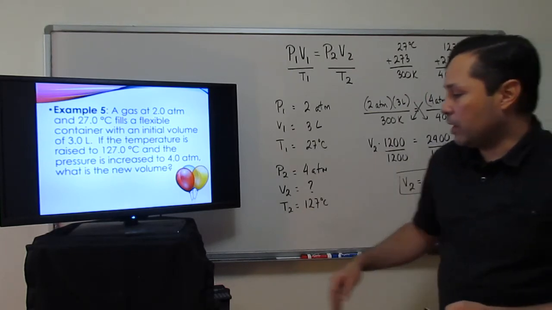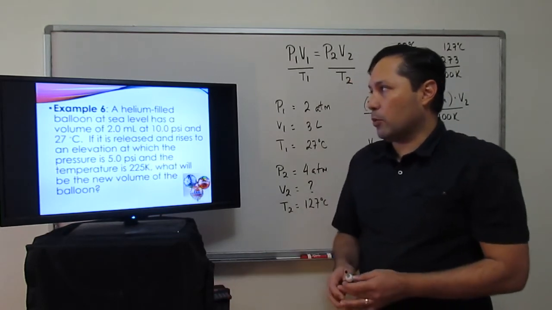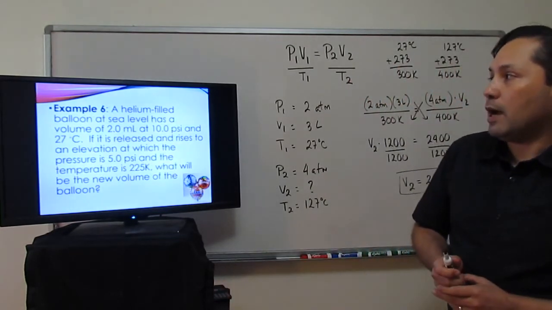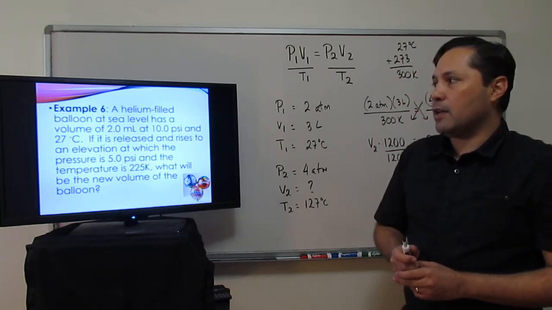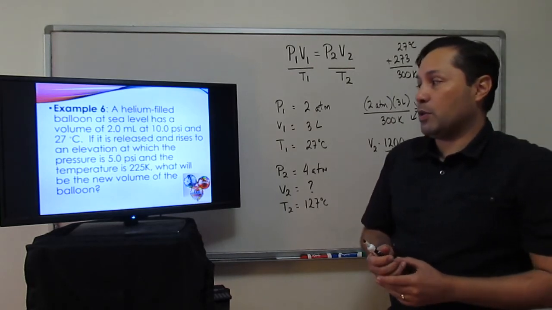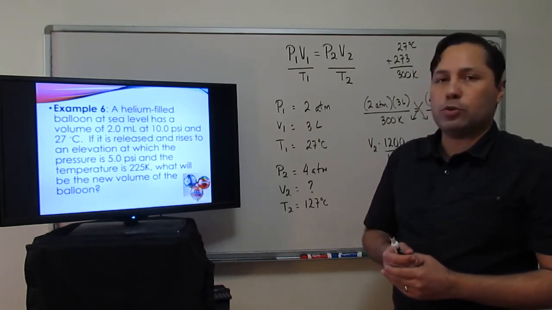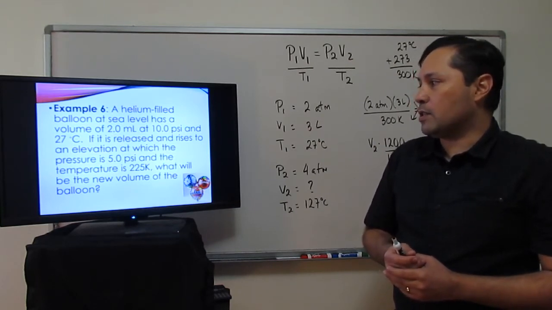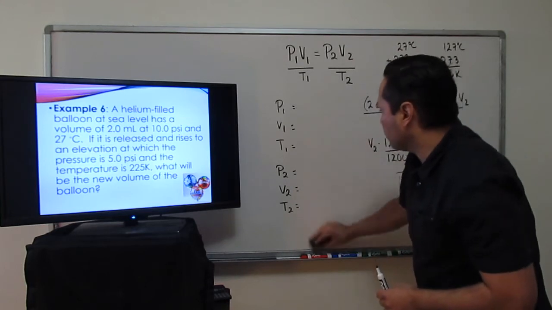Let's move along now to example number 6. Number 6, you ask a similar question. It says a helium-filled balloon at sea level has a volume of 2 liters at 10 psi and 27 degrees Celsius. If it is released and rises to an elevation at which the pressure is only 5 psi and the temperature is 225 Kelvin, what is the new volume of this balloon? So let's solve for that.